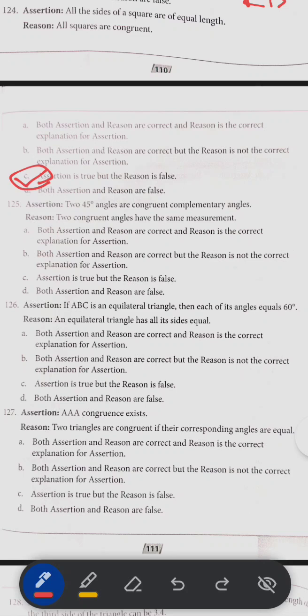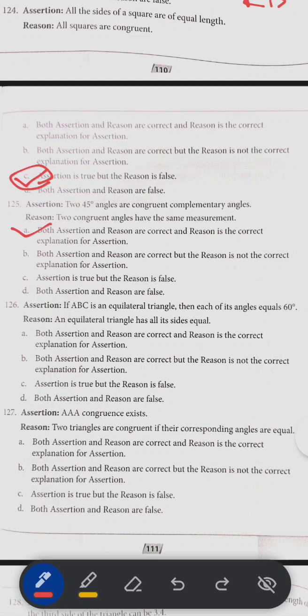Now question number 125. Two 45-degree angles are congruent complementary angles. Yes, they are congruent if there are two 45-degree angles, and they are complementary too. Two congruent angles have the same measurement. Yes, that is also correct, and here both the assertion and the reason are true, and the reason is the correct explanation of the assertion.